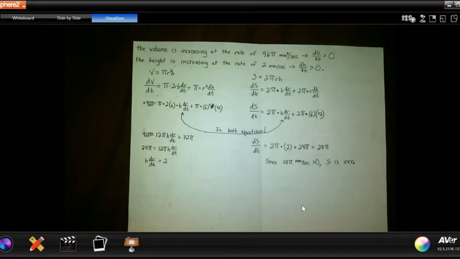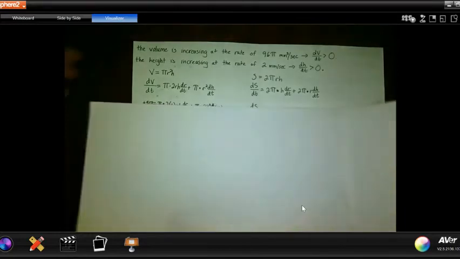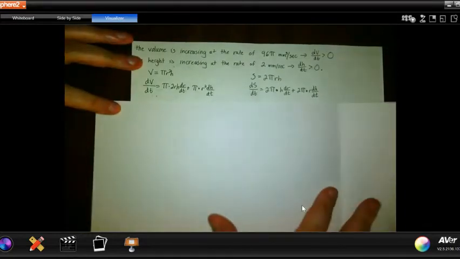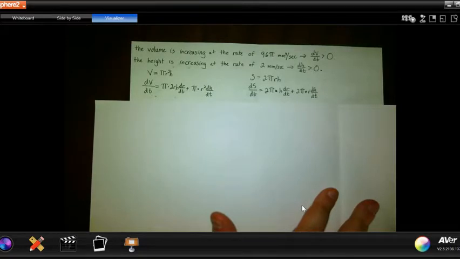I wrote out a few statements here that may or may not help you, that helped me anyway picture what was going on. So this was where I started when I did the problem. I thought about how the volume increasing means dV/dt is positive. Thought about how the height increasing means dH/dt was positive.